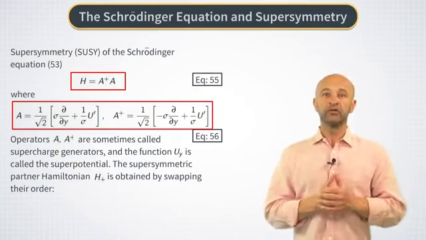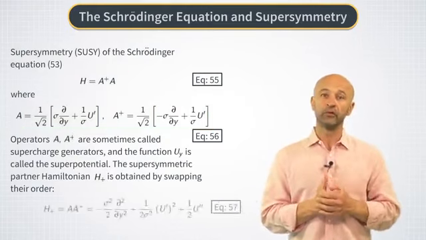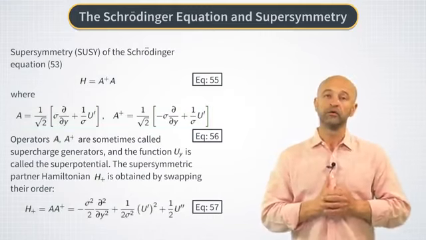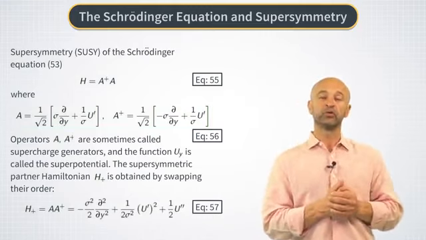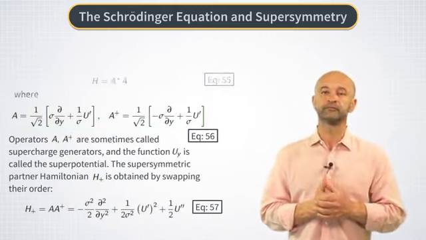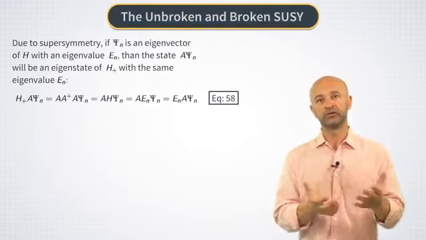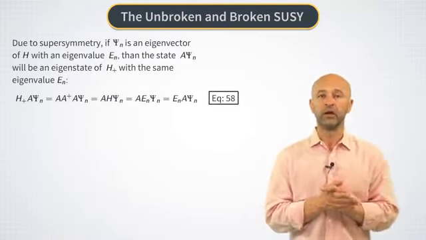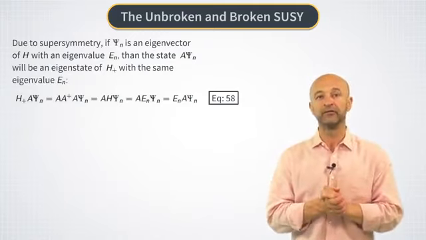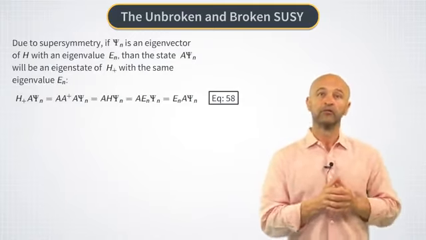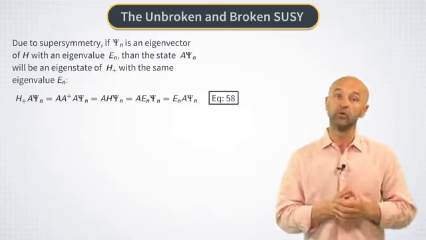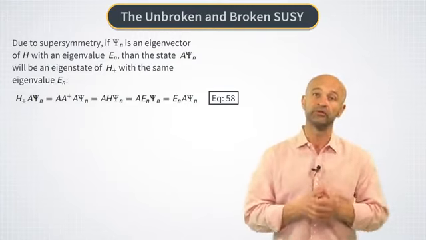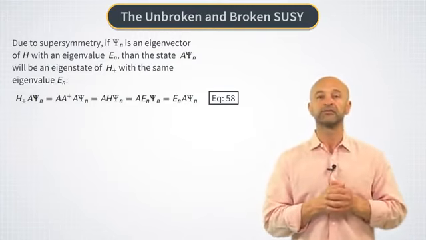Now, if we have these generators, we can swap the order and get a new Hamiltonian, H plus, shown in equation 57. And the most interesting thing about this pair of Hamiltonians H and H plus is that they have degenerate spectra for all states excluding the lowest energy state with zero energy, if such state exists.